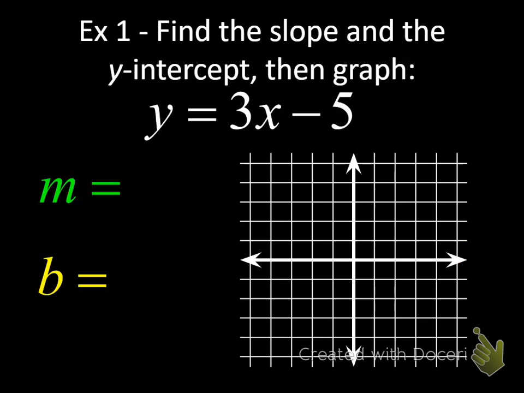So we just talked about that. All right, example number 1. We're going to get right into these examples. So your first example says find the slope and the y-intercept. So we're first going to identify the slope, then we're going to identify the y-intercept, and then we're going to graph.